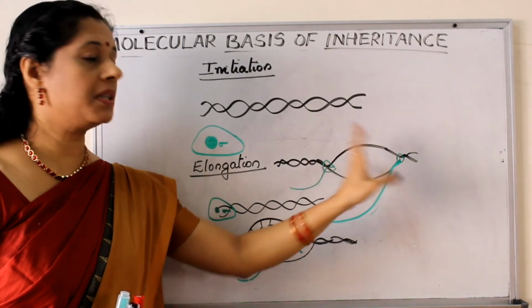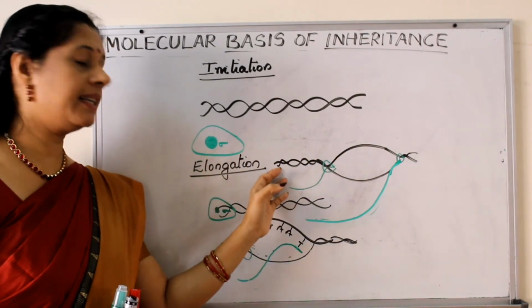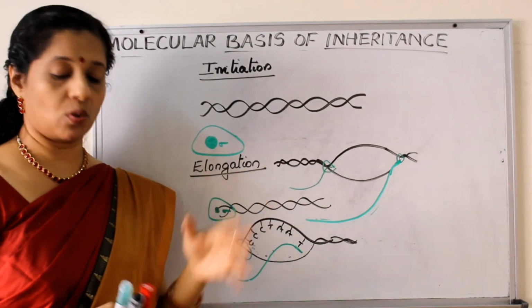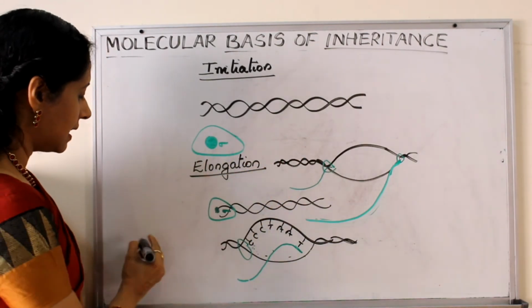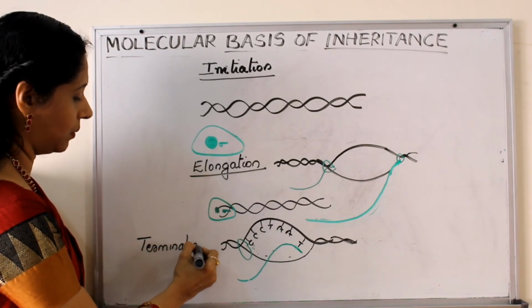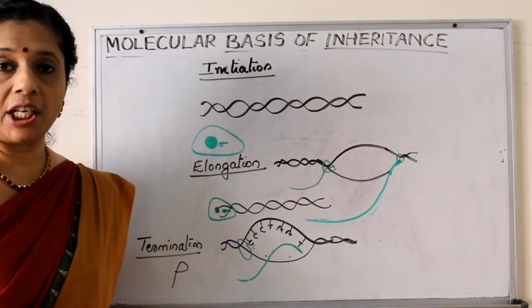Now, by the time this is closed, sigma factor will already dissociate. Once the elongation starts itself, the sigma factor will dissociate. So, the final stage is termination by binding with Rho factor. That is the method explained in your textbook.